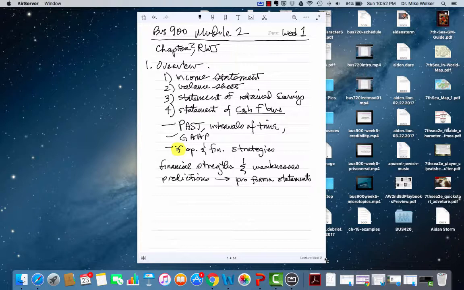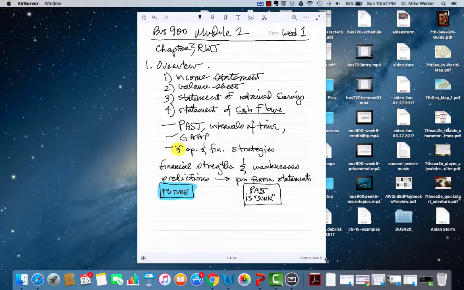For financial managers, the future is what we really are interested in. The past is sunk. It is unrecoverable. You can't go back and change the past. You don't have a time machine. So we say that the past is sunk, and we want to focus our attention on the future.